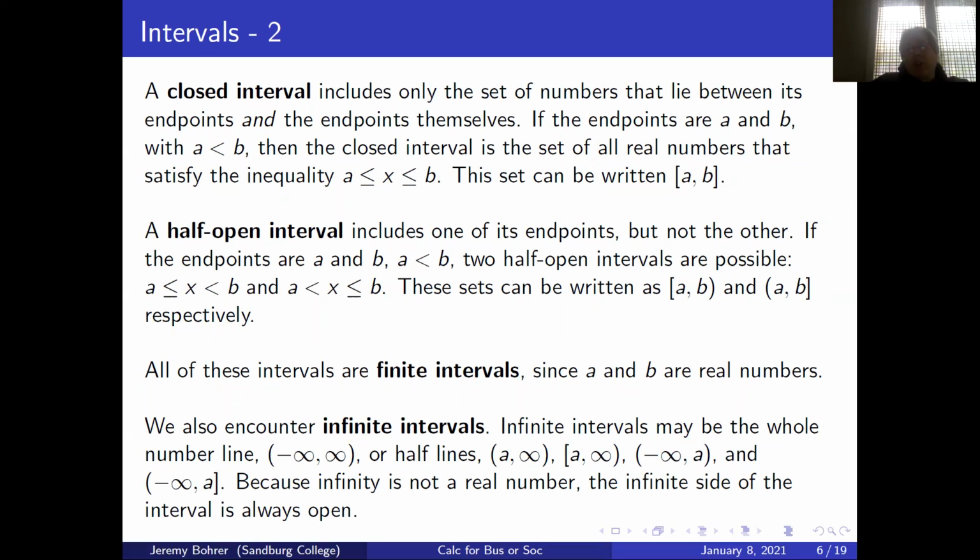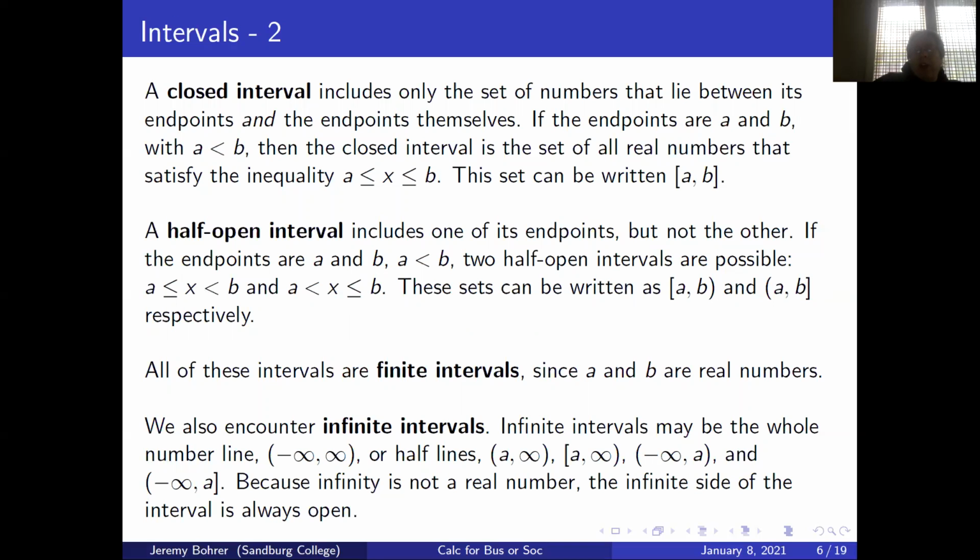A half-open interval includes one of its endpoints, but not the other. If the endpoints are A and B, A less than B, 2 half-open intervals are possible: A is less than or equal to X is less than B, and A is less than X is less than or equal to B. These sets can be written as [A, B) with a bracket on the left and a parenthesis on the right, and (A, B] with a parenthesis on the left and a bracket on the right, respectively.